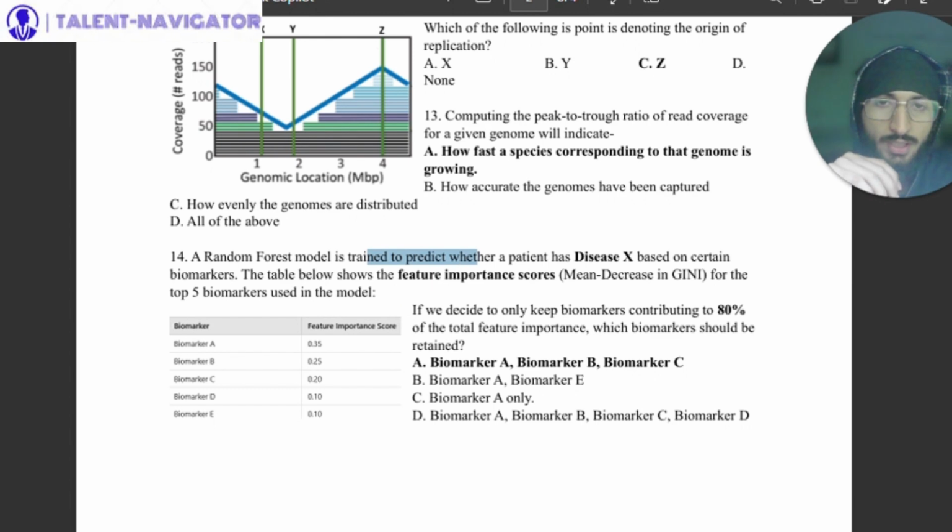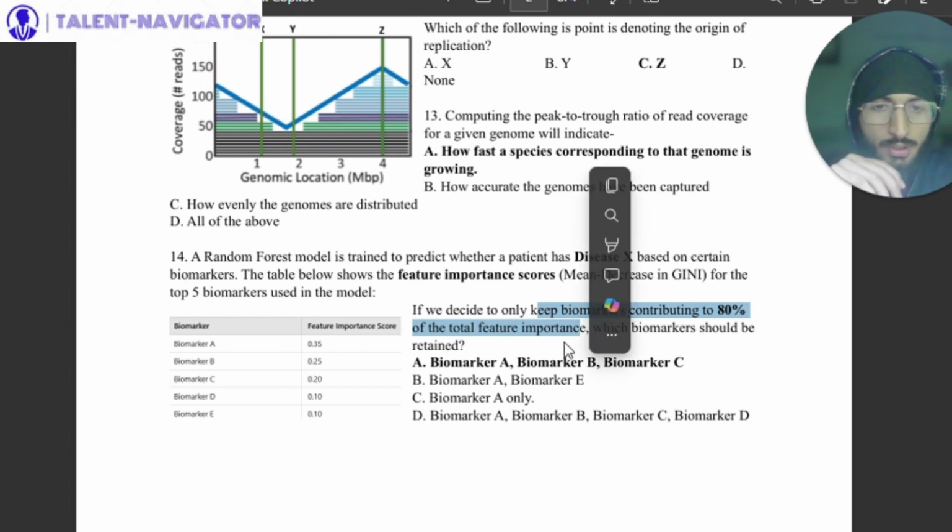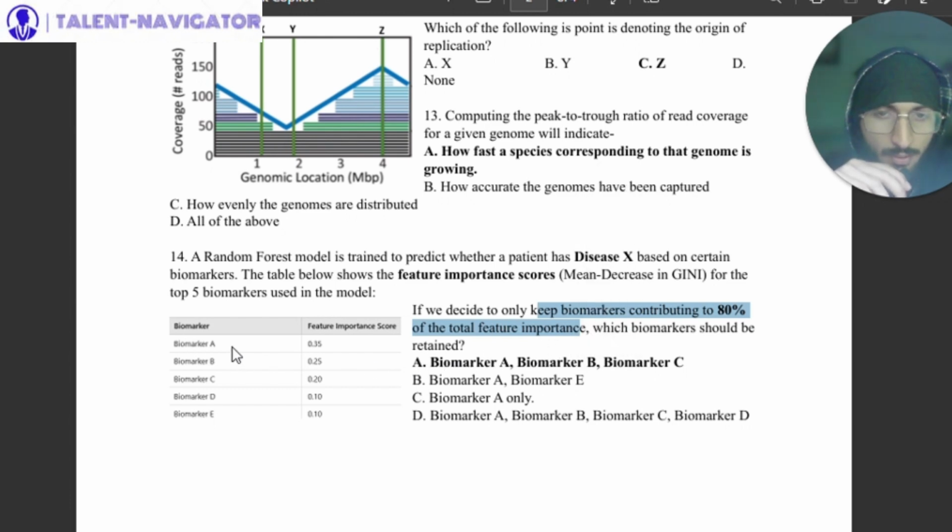A random forest is trained to predict whether a patient has disease X based on certain biomarkers. The table below shows the feature importance scores for the top 5 biomarkers used in the model. If we decide to only keep biomarkers contributing to 80% of the total feature importance, which should be retained? So you can see biomarker A, biomarker B, and C. When we add up, we get 0.8. So that is our answer.